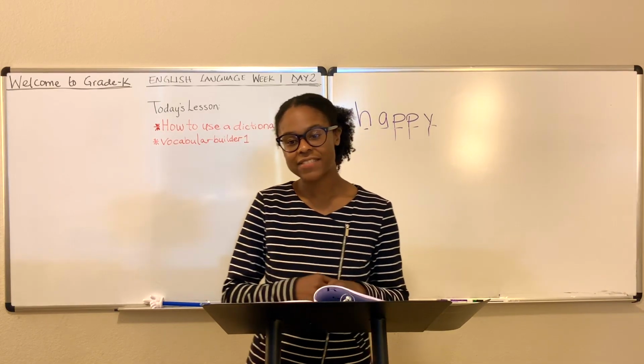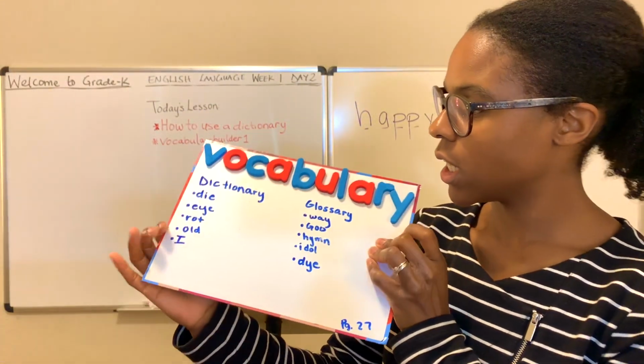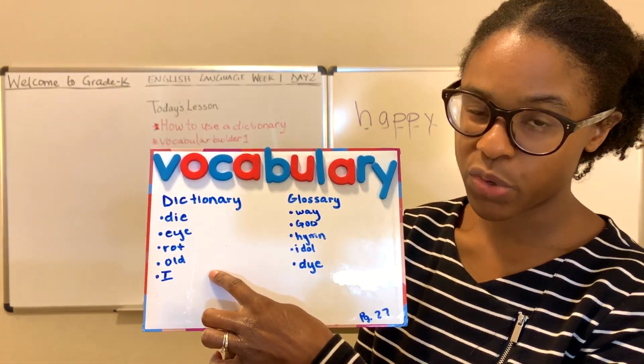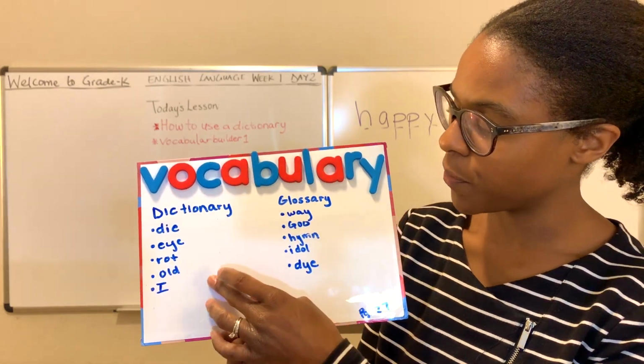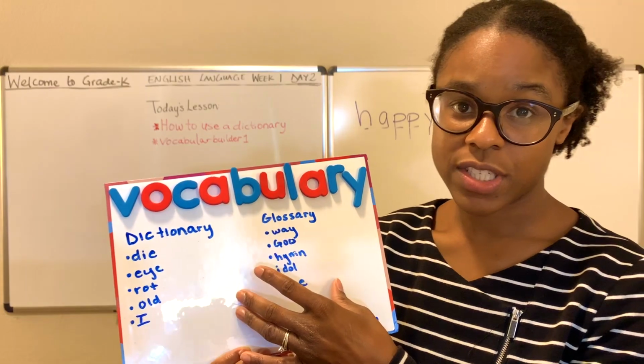Well, what I've gone ahead to do was write these words here. We're going to use our dictionary to find several words. We don't have to use it to find all the words, just a few. And we use our glossary to find a few words as well. That way you can just see how we put it to use.